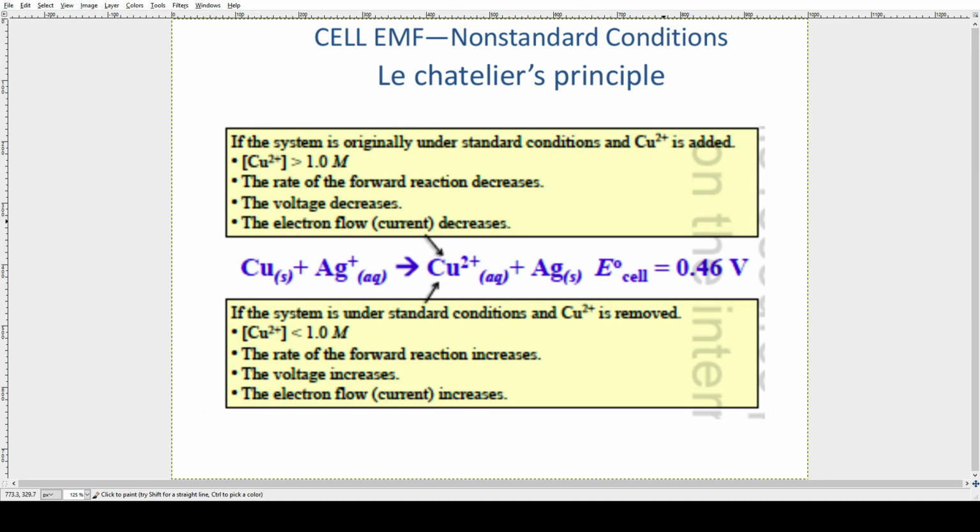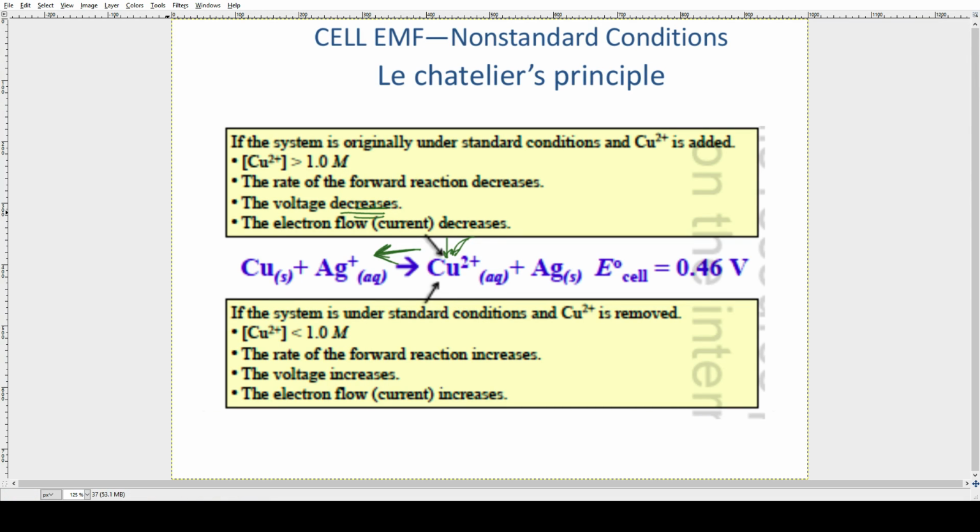So again, just another practice. Here we have copper, silver, copper, silver. This time we're going to talk about the products. If it's originally under standard conditions and then we add copper, I'm adding more of this product. It goes, oh no, too much of that, I don't like it. And it goes the other way. So if it goes backwards, is the voltage going to increase or decrease? It'll decrease. The rate of the forward decreases, or you could say the rate of the reverse increases.